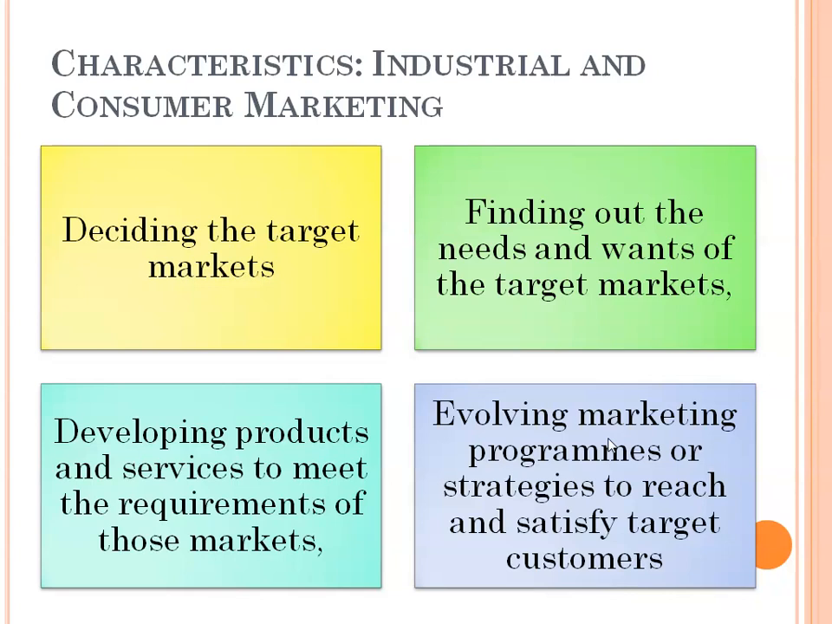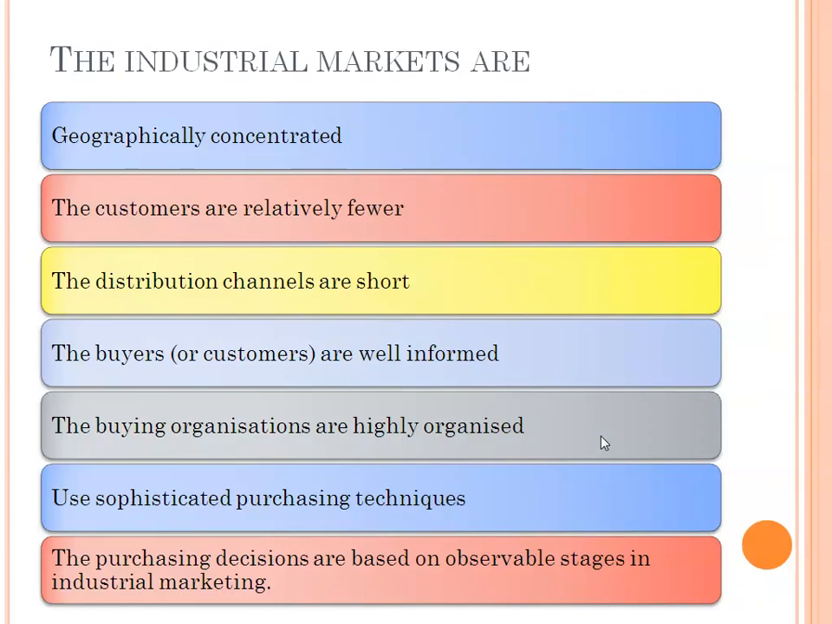The basics of marketing management are deciding the target markets, then finding out the needs and wants of the target market, then developing products and services to meet the requirements of the target market, and evolving marketing programs or strategies to satisfy the customers that we are dealing with. So this is about general marketing. The concepts apply to both industrial and consumer markets, but the industrial markets are geographically concentrated.